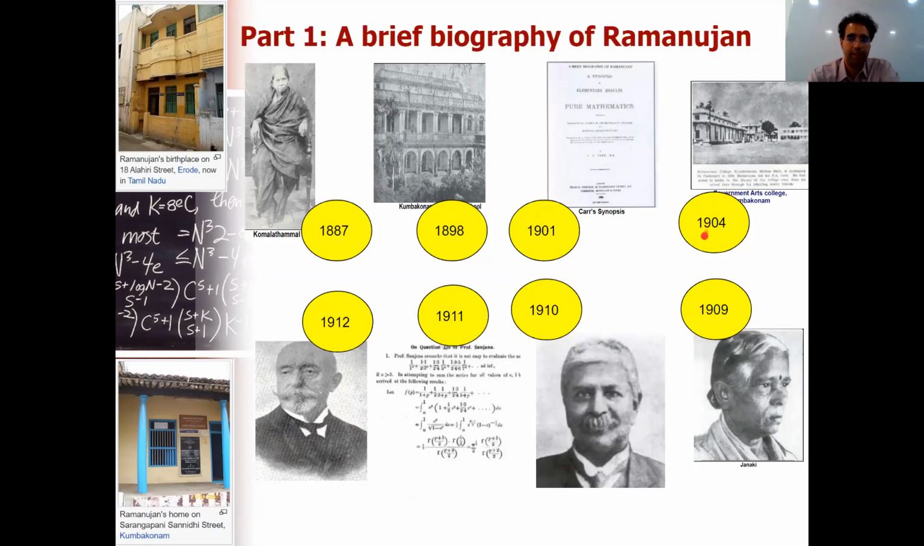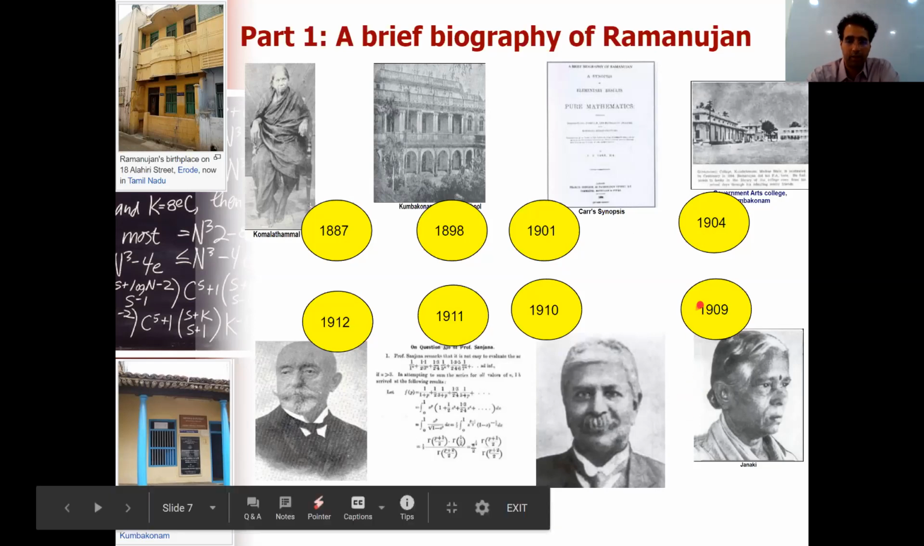And then in 1904, he joined the Government Arts College in Kumbakonam for something called Fellow of Arts, which is like the pre-university, like +2 in those days. He joined the Fellow of Arts course, but he did not clear it because he did not pay attention to any subject other than mathematics.